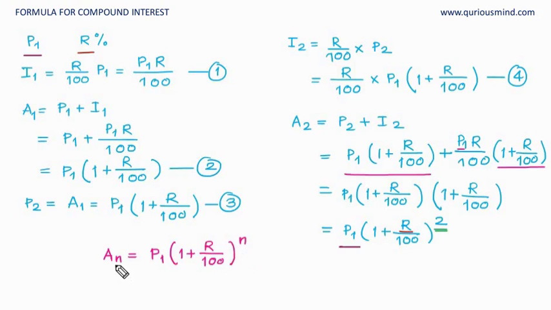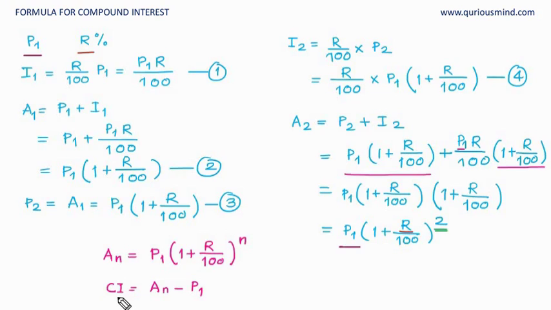But this gives amount, this does not give CI, but we know how to calculate CI. So CI, compound interest, is equal to amount minus principal at the first year, P1, and that will give us the compound interest.